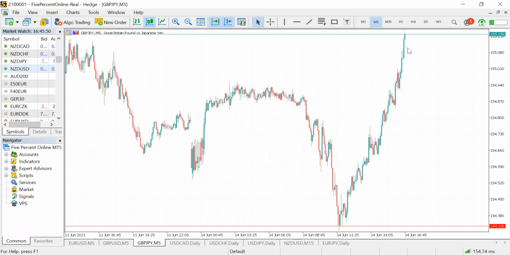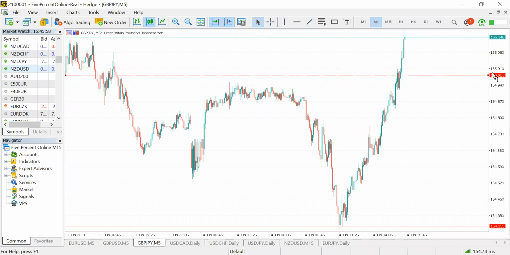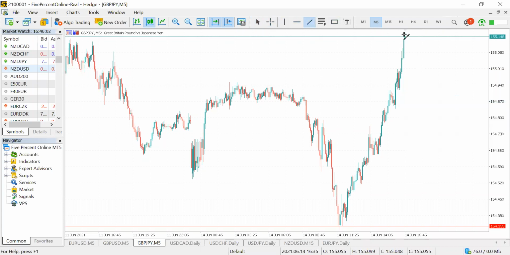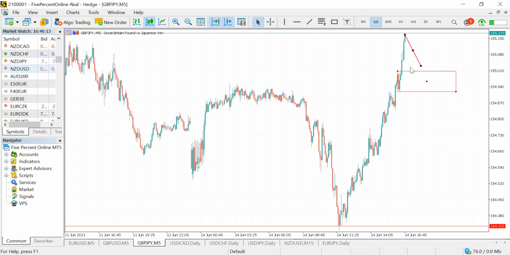So I would now wait for a pullback. This is not a good spot to buy, but I'll wait for price to come back. I would like prices to come back, maybe to these levels, and then I'll try to buy. That way I'm aligning myself to the larger movement. So that would be my setup.